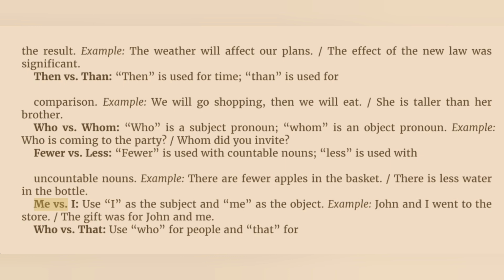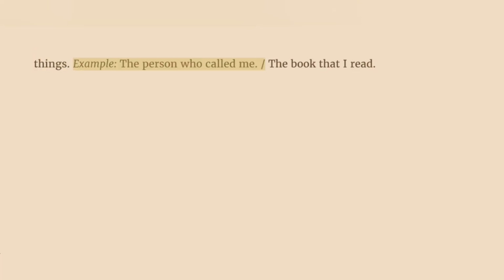Me vs. I: use I as the subject and me as the object. Example: John and I went to the store. / The gift was for John and me. Who vs. that: use who for people and that for things. Example: The person who called me. / The book that I read.